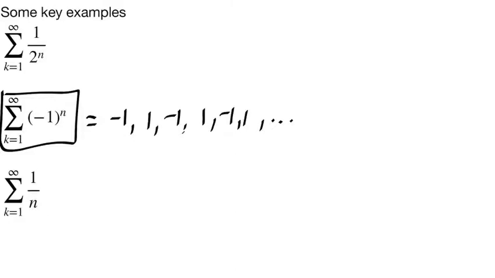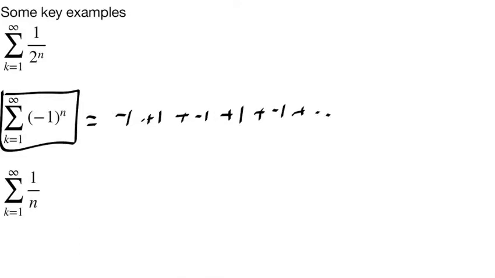Oh, wait, I should have put plus signs inside of here. That was a bit of a fail on my part. So let's write it again. So negative 1 plus 1 plus negative 1 plus 1 plus negative 1. Okay, so let's think. So what are our partial sums here?